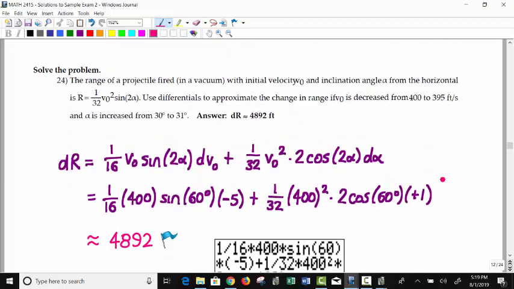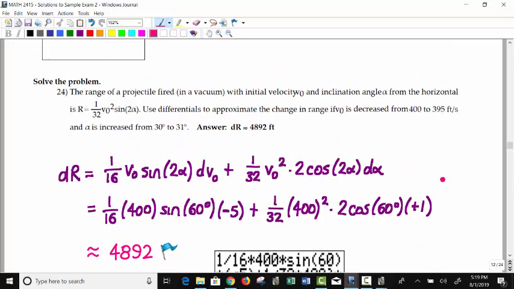Here's another differential. Not quite your typical looking differential problem. R is a function of V0 and alpha. Those are two variables. I'm treating the V0 as X, and the alpha as Y, although it probably doesn't matter that much.